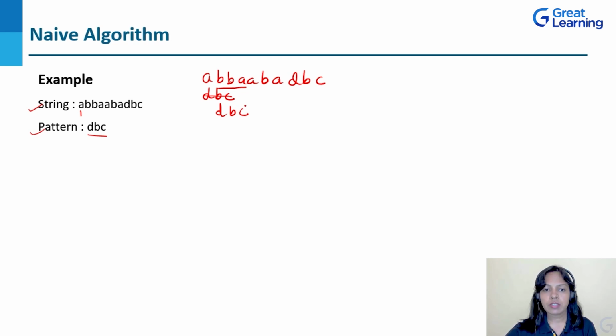B is matching here, but C is also not matching. So definitely this is not matching. So what we'll do, we'll move again this one more character ahead. So D, B and C. So now this time we have to match with these 3.